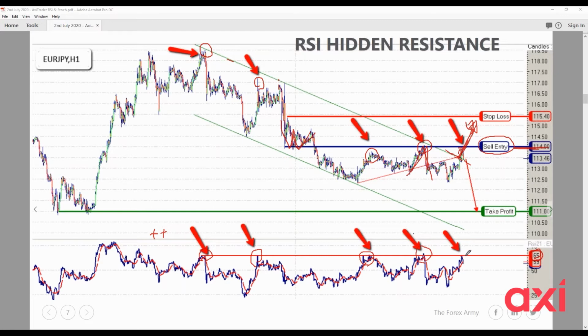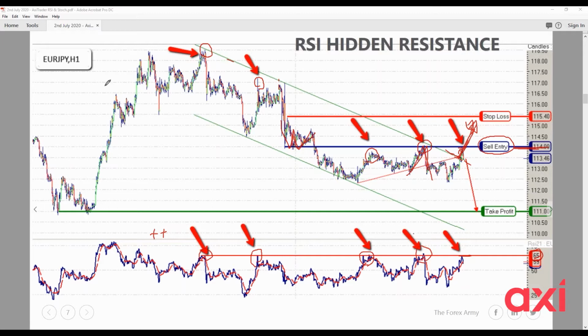RSI is at 65. It is holding below this hidden level of 65. So don't just take 70, 30, 80, 20. See what the market is giving you. And in this case, the market is telling you that 65% is the hidden level of resistance. So what we did from here, of course, is that we decided to sell.